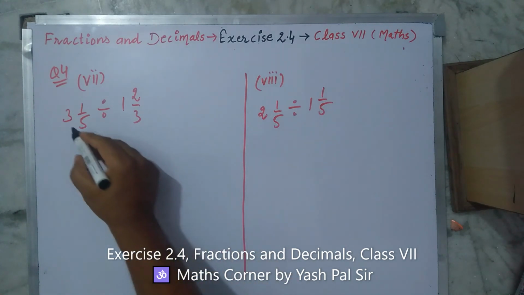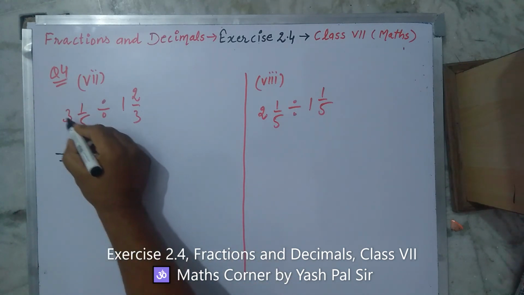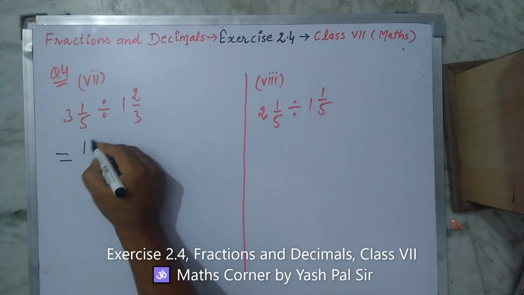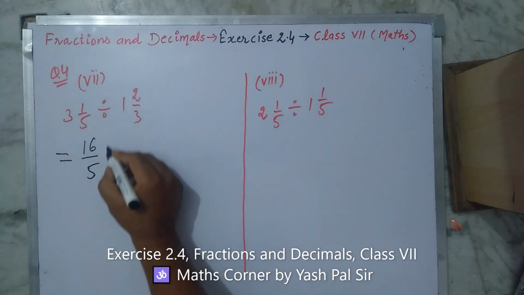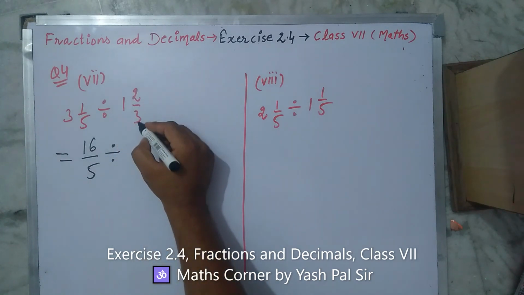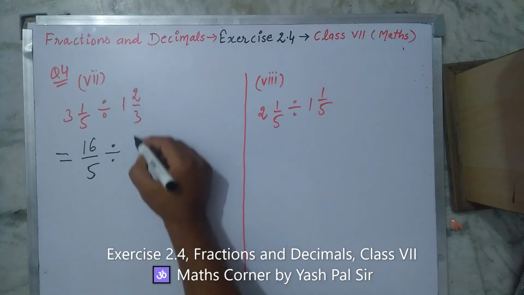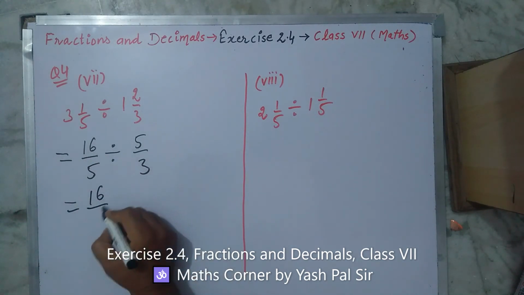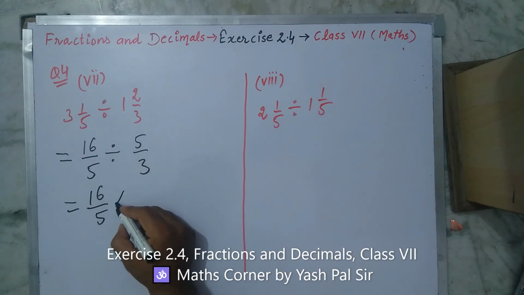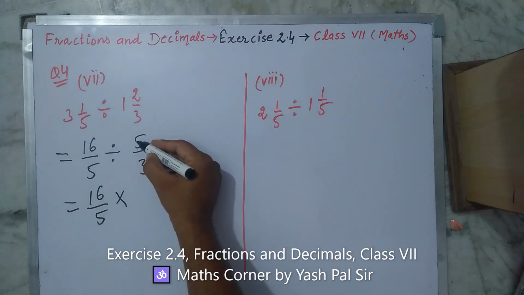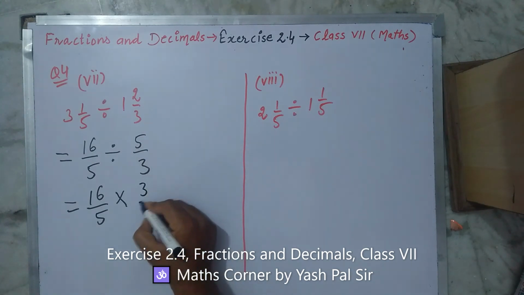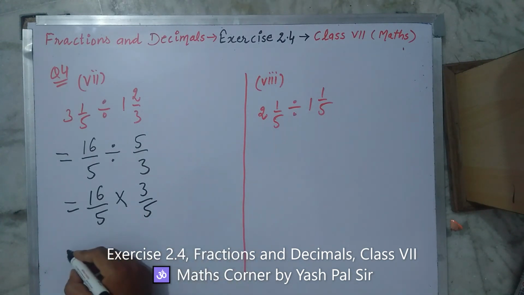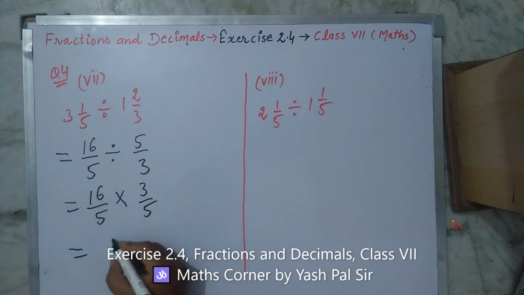Part number 7. 3 and 1 by 5 means 5 into 3, 15. 15 plus 1, 16 upon 5 divided by 1 and 2 by 3 means 3 into 1, 3. 3 plus 2, 5 upon 3. Next we have 16 upon 5 as it is. Divide, convert into multiplication. 5 upon 3, reciprocal is 3 upon 5. So what we do here? 16 into 3, 48. 5 into 5, 25.